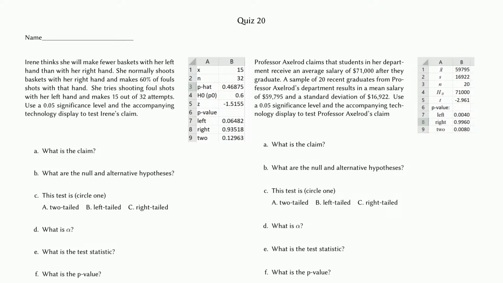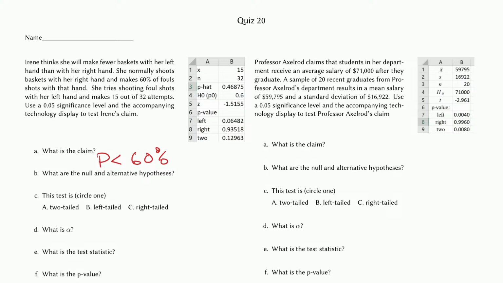So anyway, what is the claim? So Irene thinks that she will make fewer baskets with her left hand than her right hand. So there's something about proportion being less than 60%. So that's her claim. She thinks this. She thinks that her left hand will be less than 60%. So something along those lines.